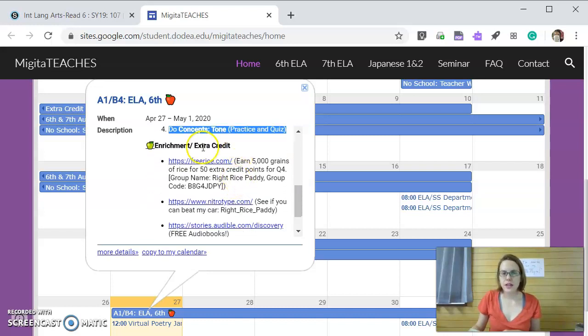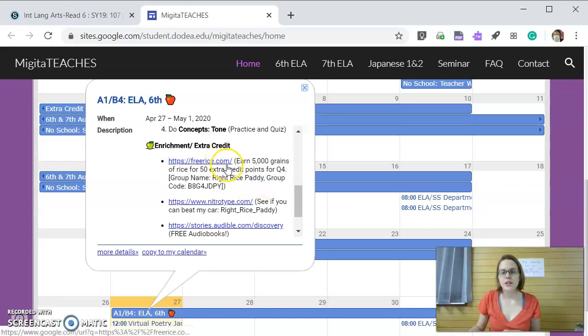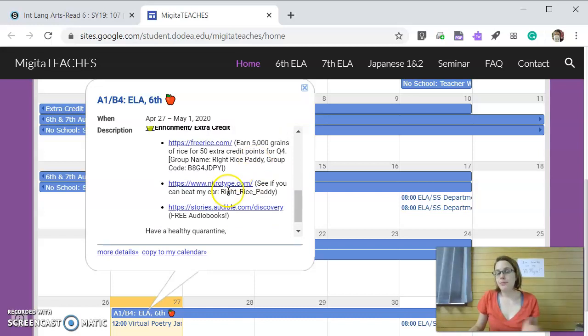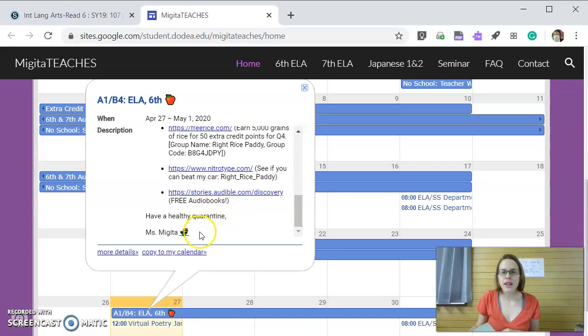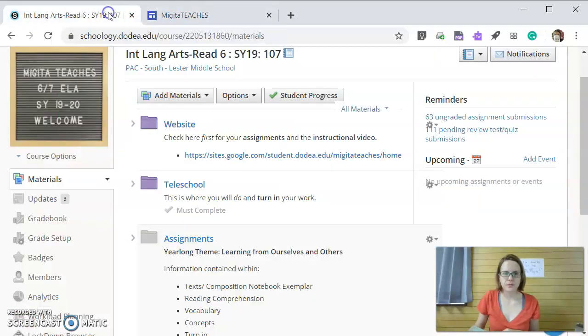If you would like to do any extra credit, I'm giving 50 points extra credit from Free Rice. You submit a screenshot in Schoology of earning 5,000 grains. Please join my group if you get parent permission to make an account. Typing practice. See if you can beat my car, right, Rice Patty? I don't think you can. And then we have as many free audiobooks as you want. Have a healthy quarantine. All right, so let's go look where these things are located.